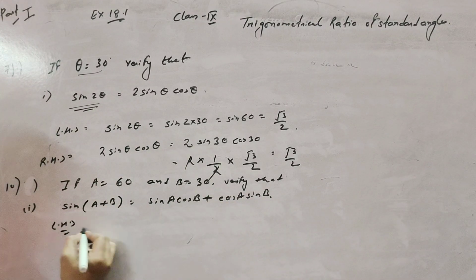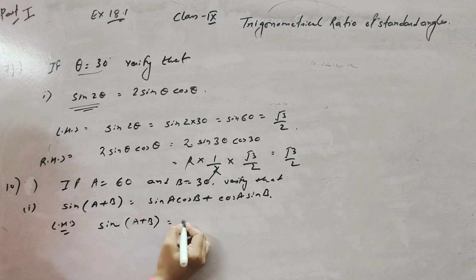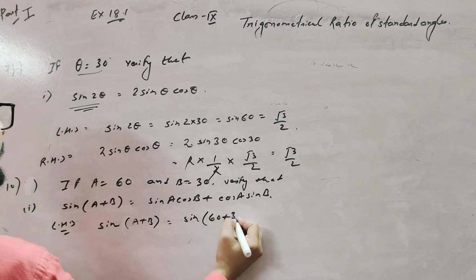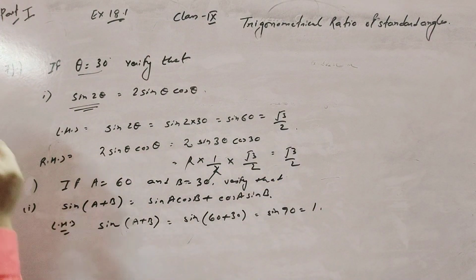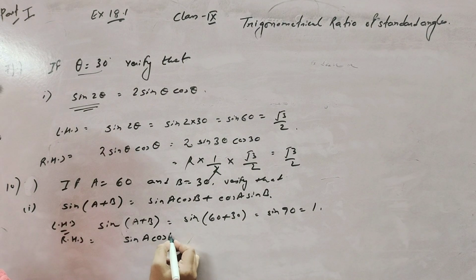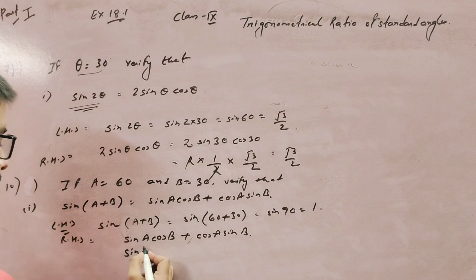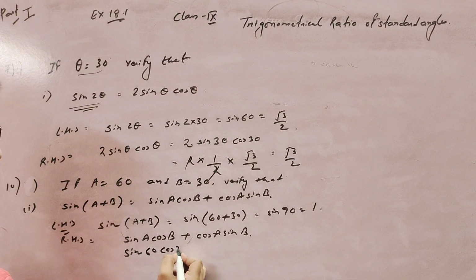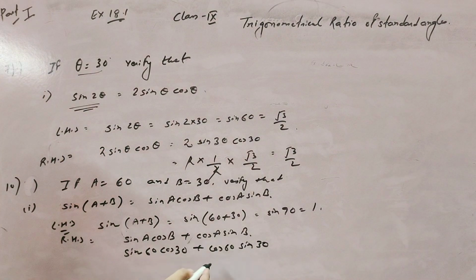So LHS is sin A plus B, that is sin, in place of A is 60 and B is 30, so sin 90. Sin 90 is 1. Now turn for RHS. Sin A cos B plus cos A sin B. So sin A is 60, cos B, that means 30, cos A, that is 60, and sin B is 30. So sin 60 cos 30, cos 60 sin 30.